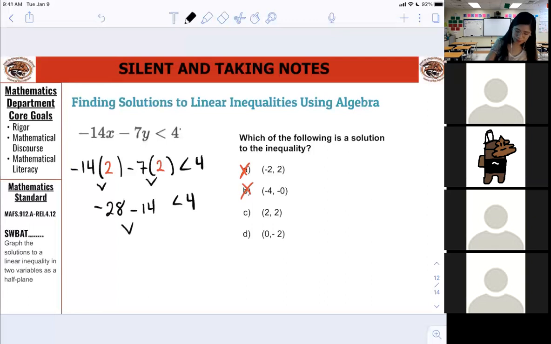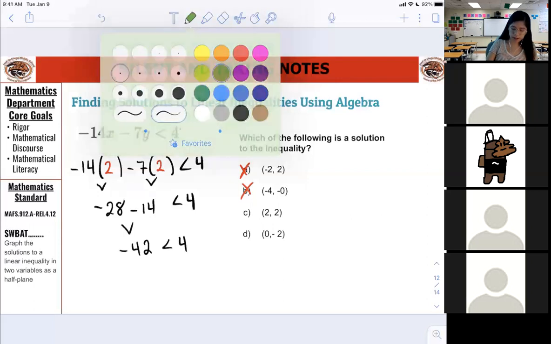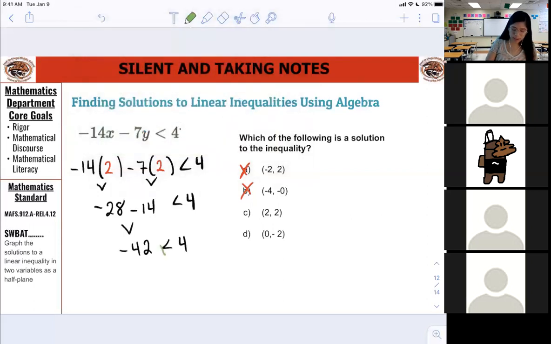How'd you do that? You add. It's becoming more and more negative because you start at negative 28 and then you're subtracting, so you get more negative, so in your head you're going to add. So this negative 42 is less than 4. Is that correct? Yes, negative 42 is definitely less than 4, so this one checks out. This one's correct.